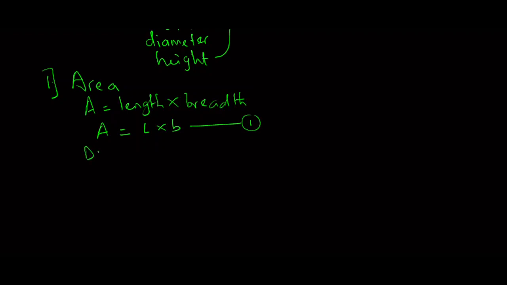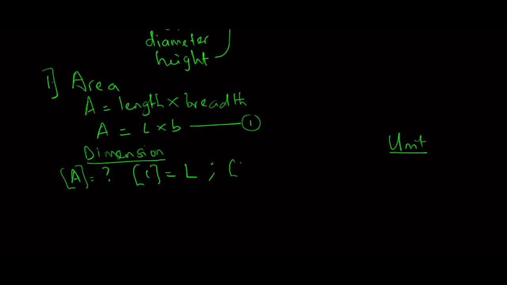So let's talk about the dimensions and the unit for area. We analyze the dimension, and we also analyze the units. Dimensionally, we don't know the dimension of area yet, it is unknown. The dimension of length, as we have discussed before, is L. Then the dimension of breadth is also L. Then we can say that the dimension of area is going to be L times L, and that will give us L square.